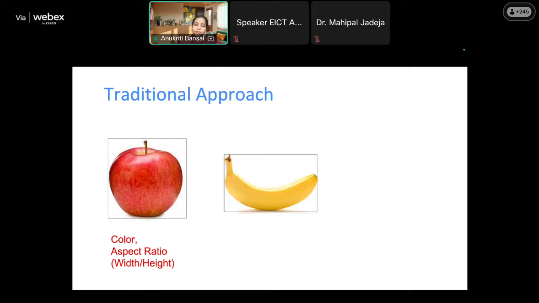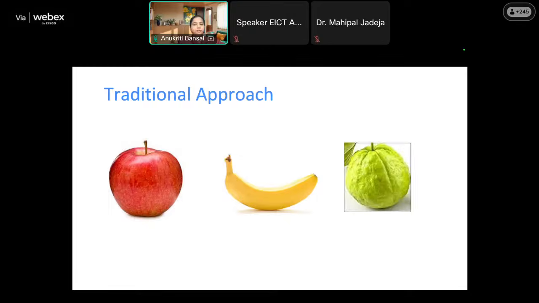It was working well. But what will happen if I have another fruit, guava? Guava has a similar aspect ratio; if I take the width by height ratio, it is similar to my apple. Color, if I say it is green, apple is red, but we have green apples also. So color is not a very distinguishing attribute by which I can tell apart apple and guava. Then there is a third feature. The texture of guava is not so smooth, while the texture of apple is smooth. So maybe this can be one of the features which I can use.